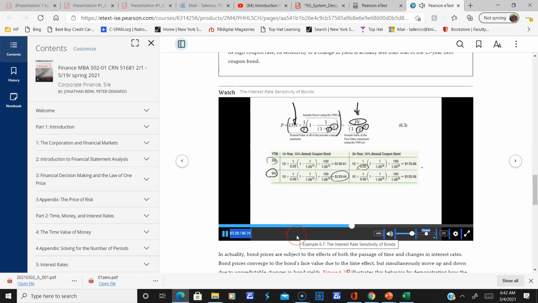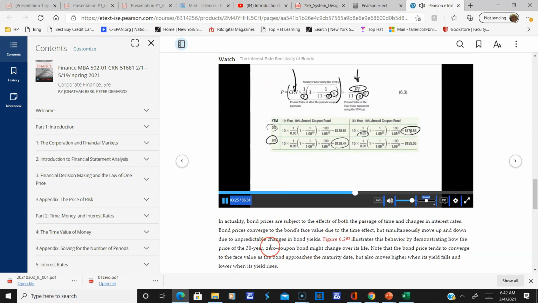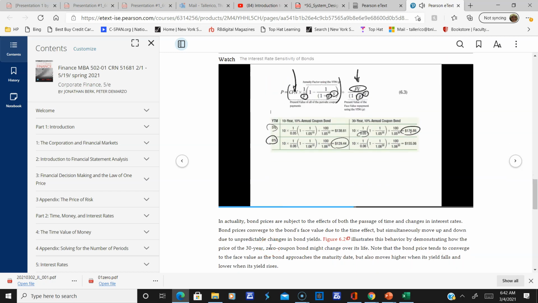For the 30-year bond, at 5% yield to maturity, it's worth $176.86 per $100 of par value. And if the yield to maturity goes to 6%, its price drops down to $155.06. Notice that in all cases the bonds are trading at a premium. That is, their price is greater than their par value. And that's because they're offering a coupon of 10%, where yields to maturity are less than that.